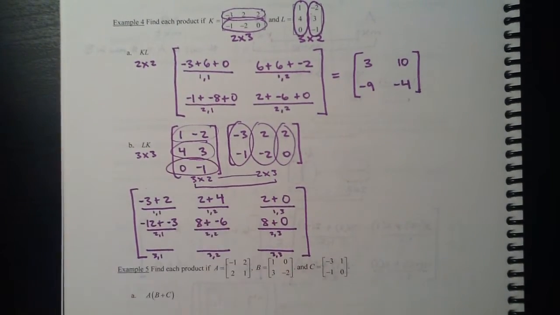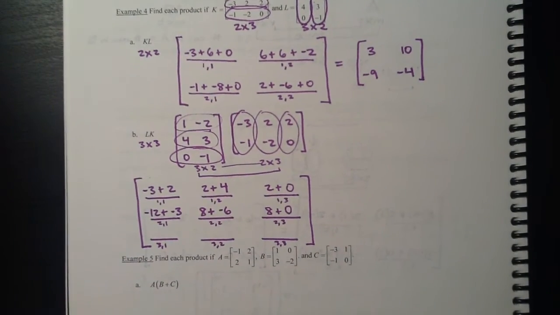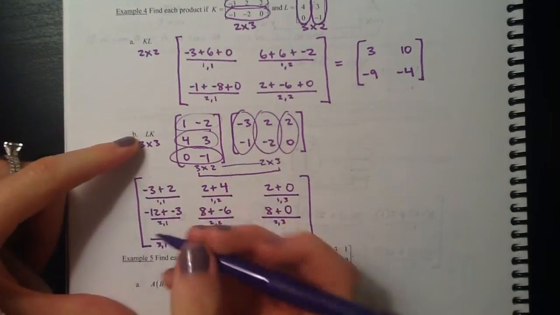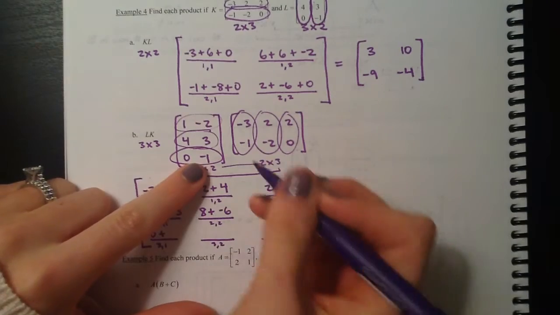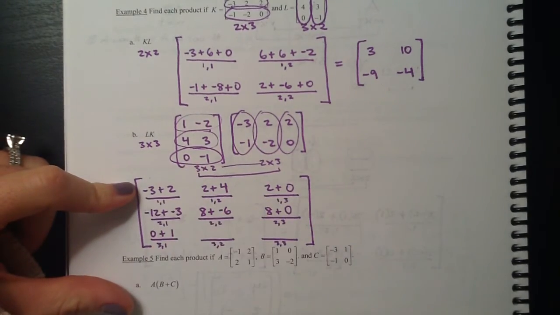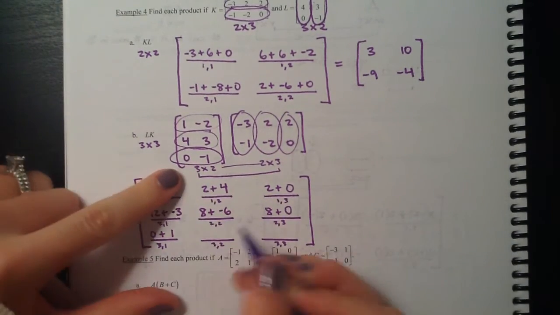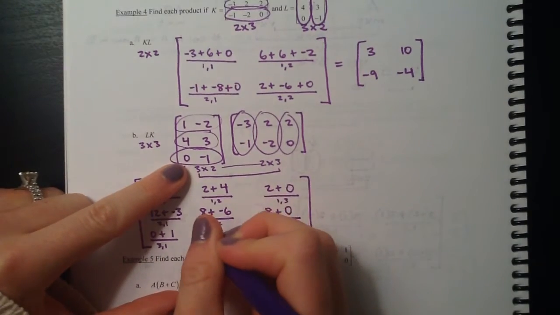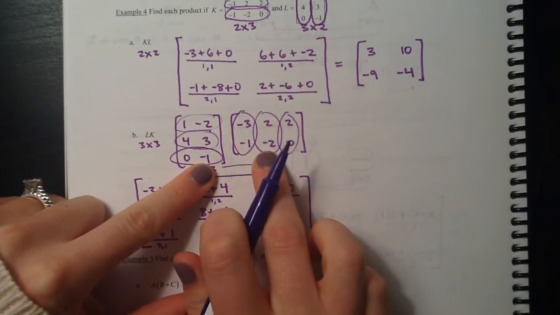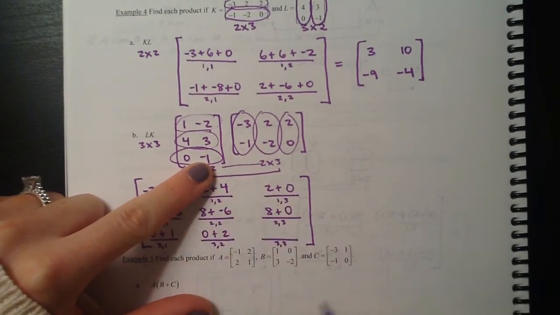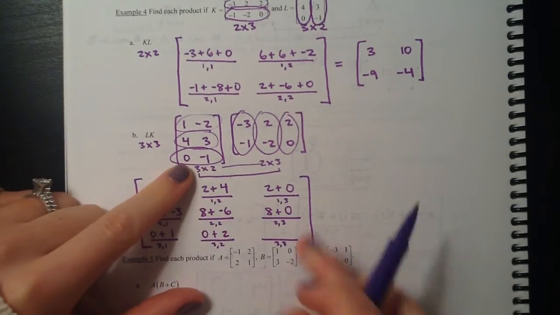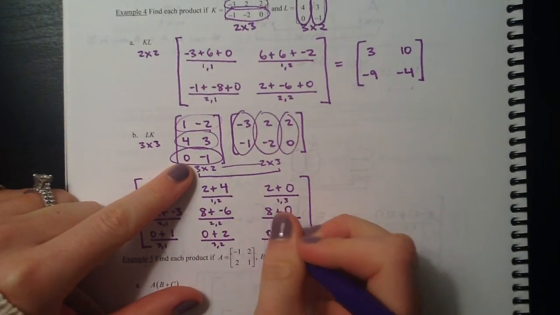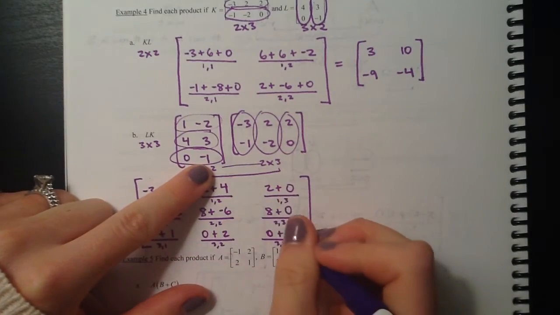Okay, last row. We're in the third row here, and again, we're going to move across the columns. So 0 times negative 3 is 0. Negative 1 times negative 1 is positive 1. Row 3, column 2, 0 times 2 is 0. Negative 1 times negative 2 is positive 2. And finally, 3, 3. 0 times 2 is 0. Negative 1 times 0 is 0.